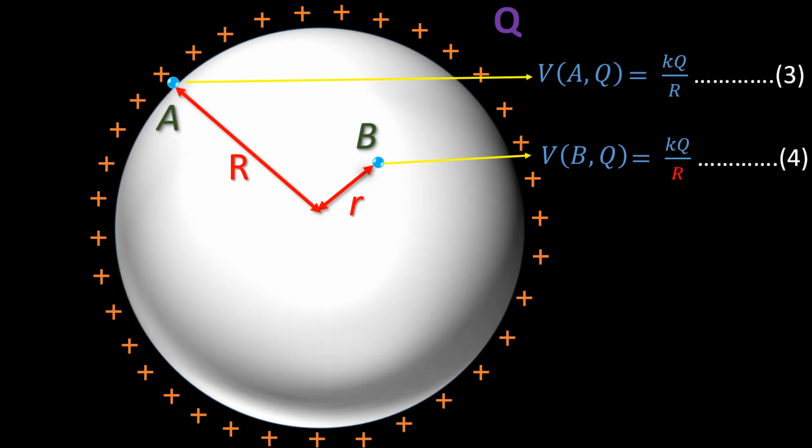Now, what if we consider two concentric shells, and again if we consider the 2 points.